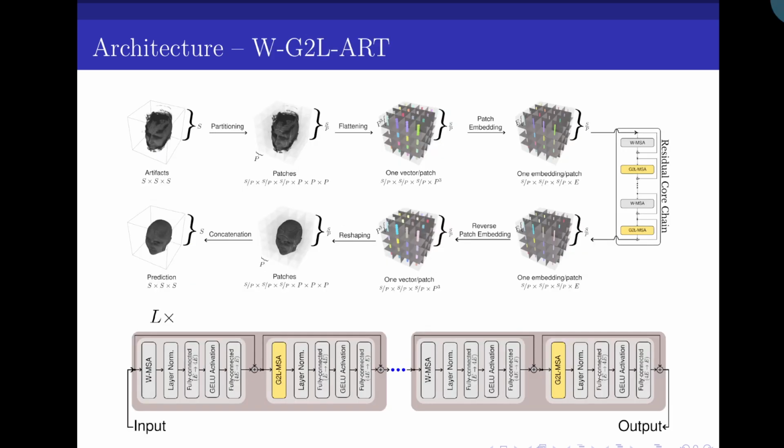Here you see an illustration of our architecture. On the top left you have the image with artifacts, which is divided into patches. These patches are then flattened out and given to the residual chain, which is also depicted below for more detail. And in order to reverse these structural changes to the tensor, we also do the inverse path to ultimately get a three-dimensional image.